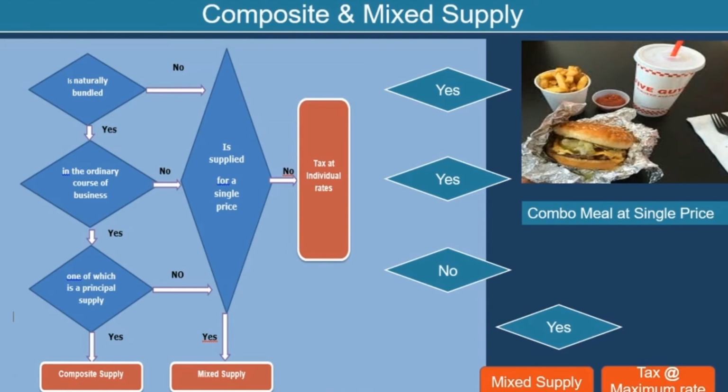Now a simple question that may arise in your mind: why sell this as a combo at a single price? If you don't sell this at a single price and instead charge separately, the cold drink will be rupees so and so, the burger will be so and so, and the French fries will be so and so, then the answer to this question becomes that they are not providing at a single price. So they will be charged at individual rates. Anyway, we'll take one more example to make the concept clear.